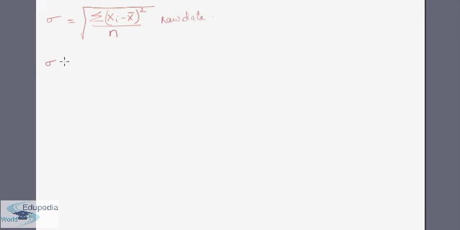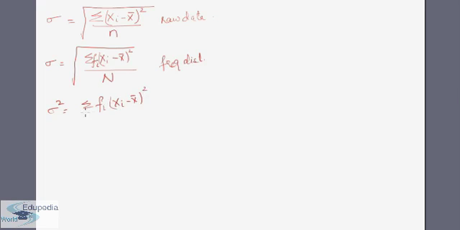In case of frequencies, we simply take summation fi times xi minus x bar squared and divide it by n and take the positive root when we have a frequency distribution. Now when we square these forms we get variance. So the square of this, summation fi xi minus x bar squared over n, would be called the variance.